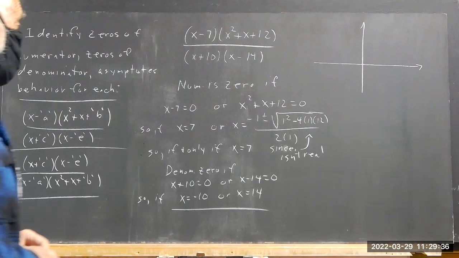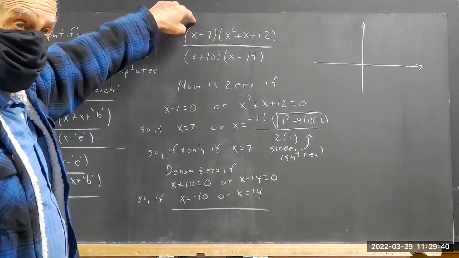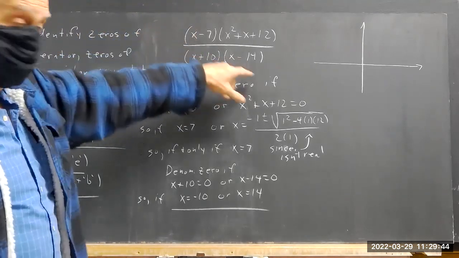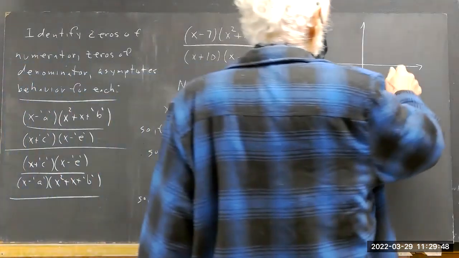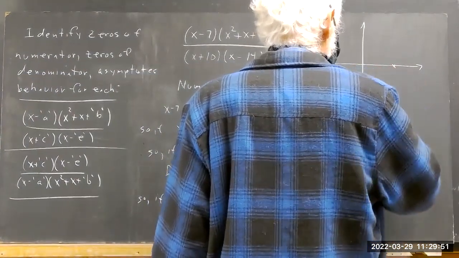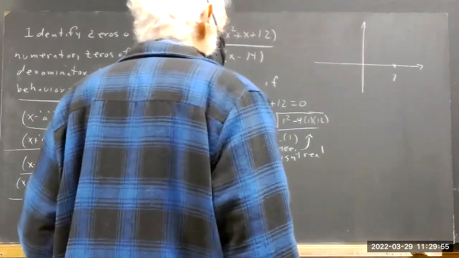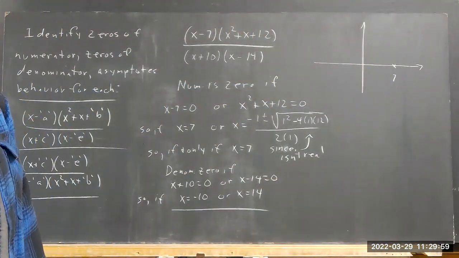Well, the numerator is 0 if x equals 7, and the denominator isn't 0 if x equals 7. Then x equals 7 is a zero. And here's 7 on the x-axis. And the graph has to go through this point.